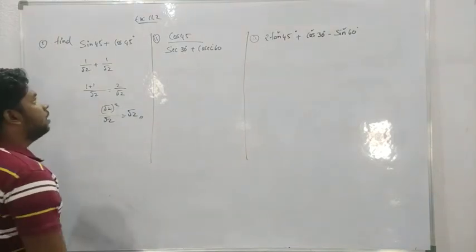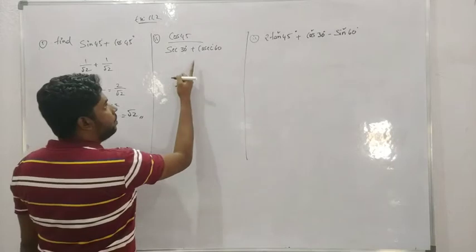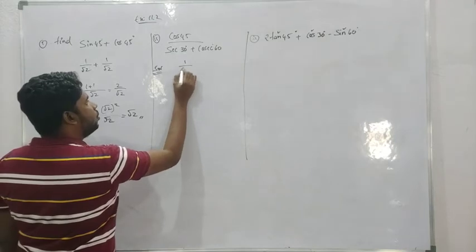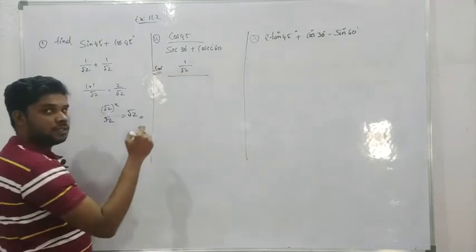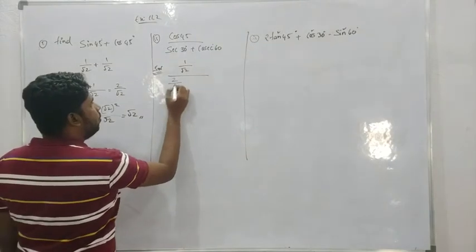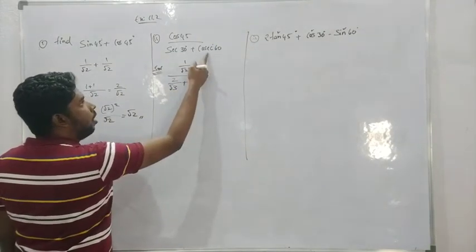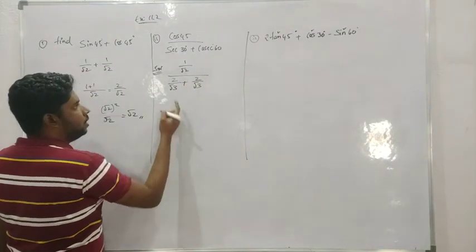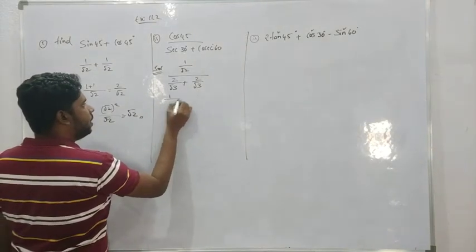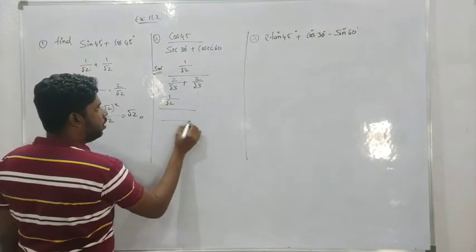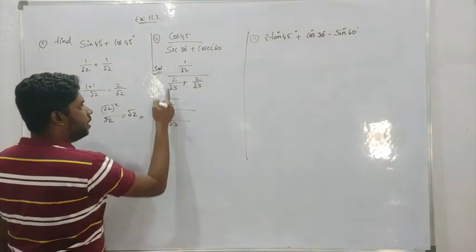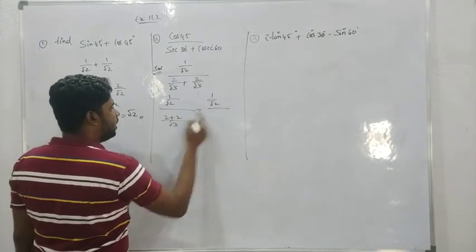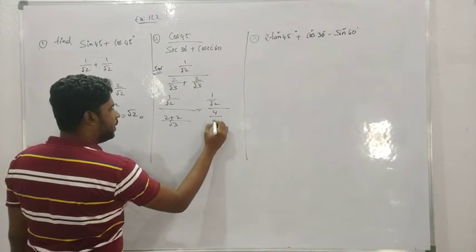Okay. Now second question. Cos 45 divided by sec 30 plus cosec 60. So what I get, the value of cos 45 is 1 by root 2, divided by the value of sec 30, which is 2 by root 3, plus cosec 60, which is 2 divided by root 3. So take the LCM in the denominator, what I get, 1 by root 2, numerator remains as it is. In the denominator root 3, and in the numerator 2 plus 2. So 1 divided by root 2, divided by 2 plus 2 is 4 divided by root 3.